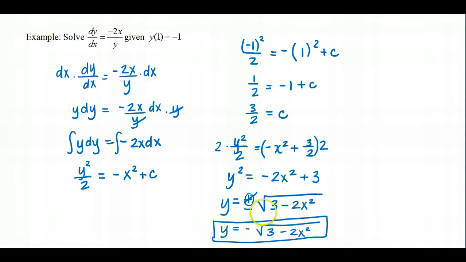So again, I cannot have plus and minus be a specific solution. I need to choose one or the other, but I need to reference my initial condition in order to make that decision.